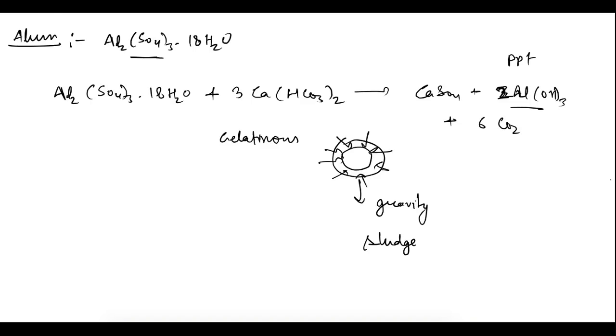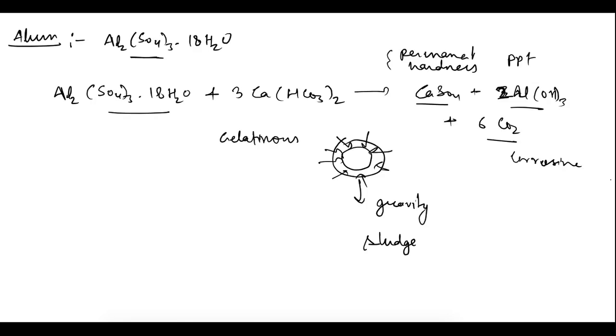Apart from aluminum hydroxide, this reaction also produces calcium sulfate and carbon dioxide. This calcium sulfate causes permanent hardness in water, and this carbon dioxide can produce corrosive action. So these can be the small problems related to the addition of alum.